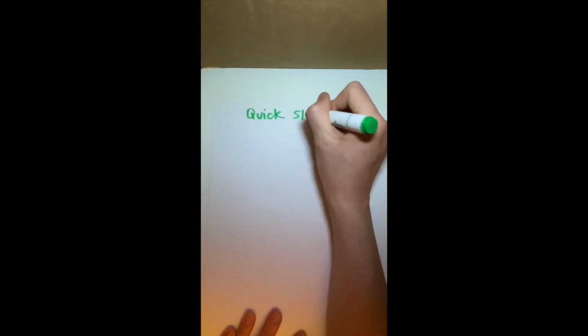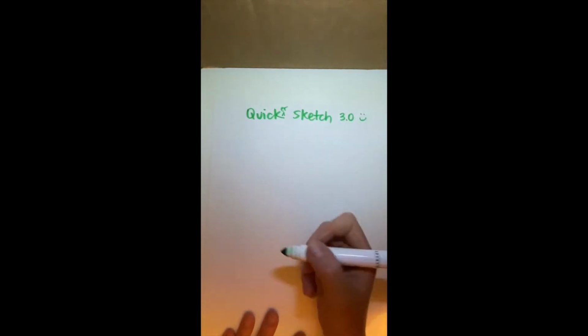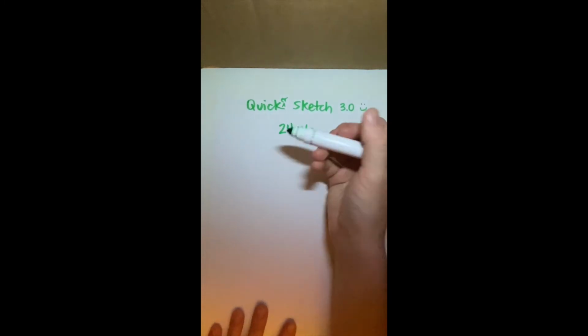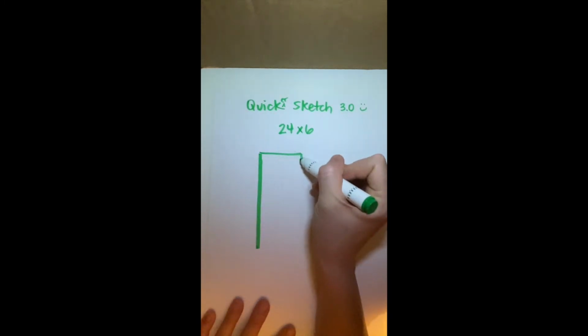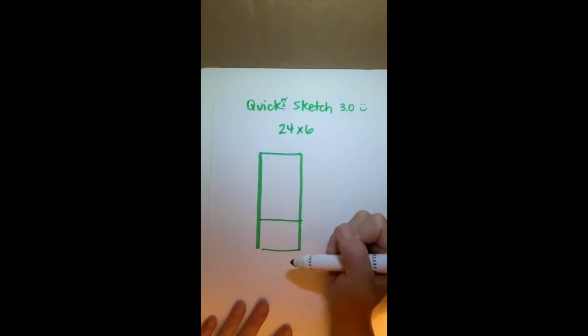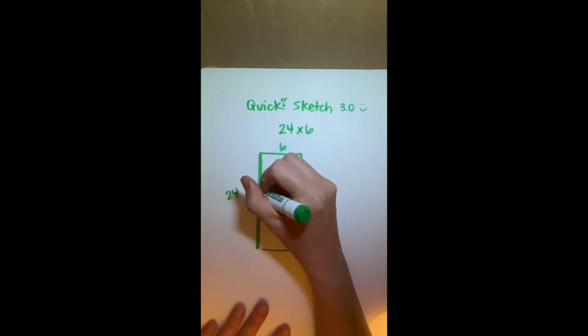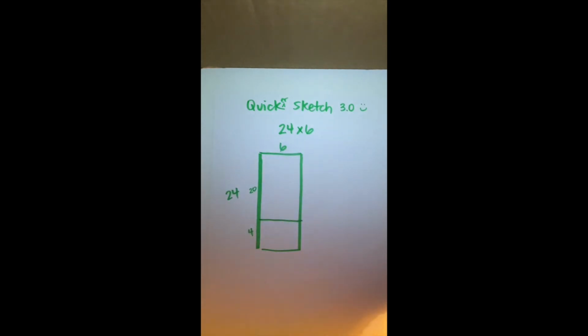Now finally, the Quick Sketch 3.0. We could even call it the quicker Quick Sketch. So here we're going to do 24 times 6, but I'm just going to draw one rectangle and split it into two parts with my tens and my ones.